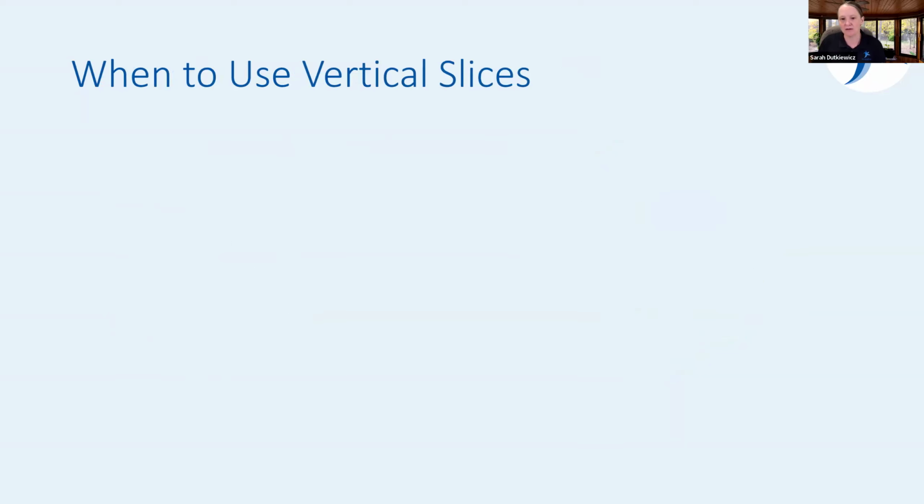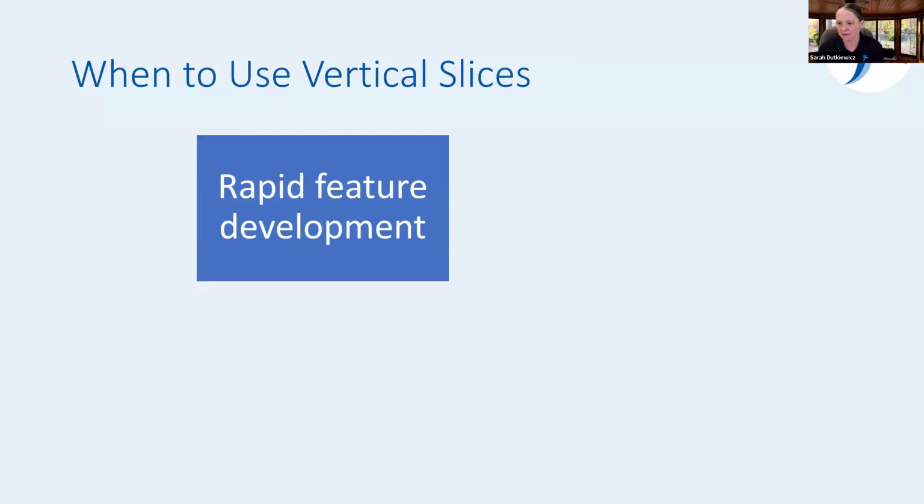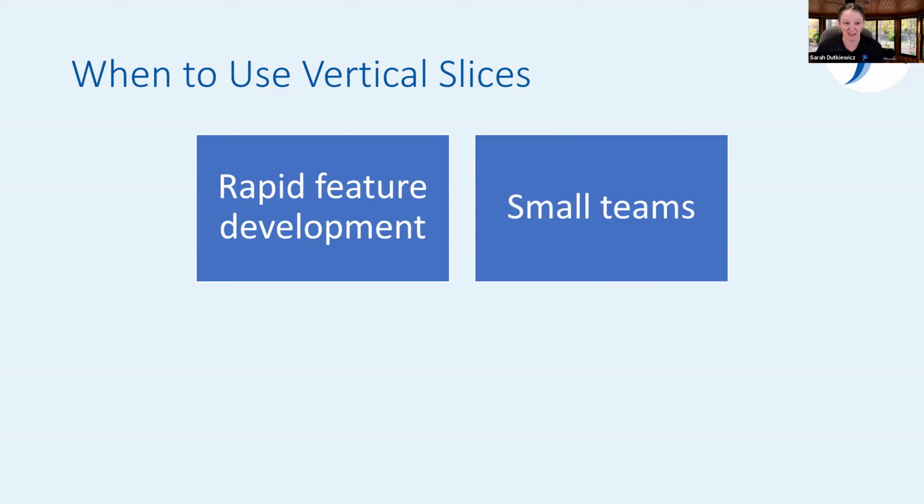Now, when do you use vertical slices? Vertical slices are great for rapid feature development because everything is right there. Smaller teams who aren't familiar with other architectural styles may find this an easy go-to as a starting point.